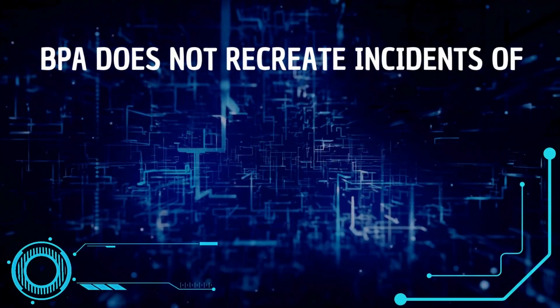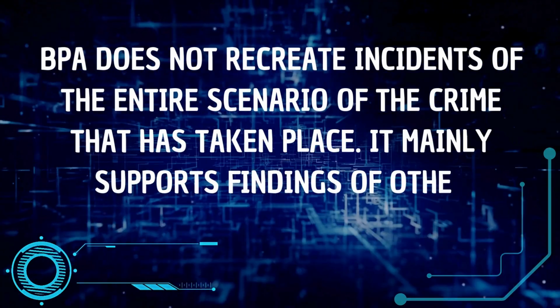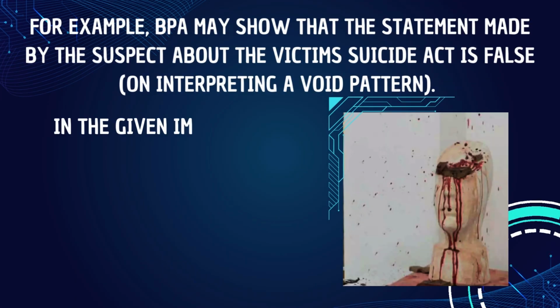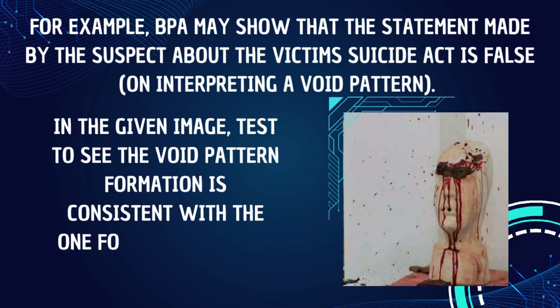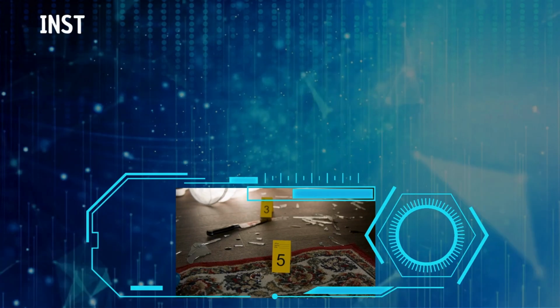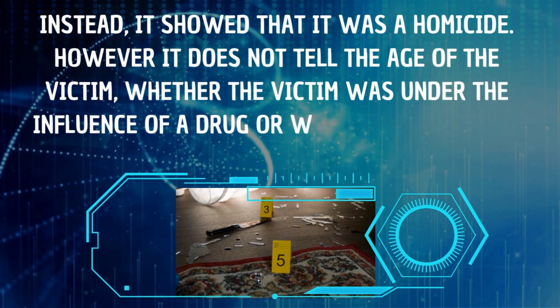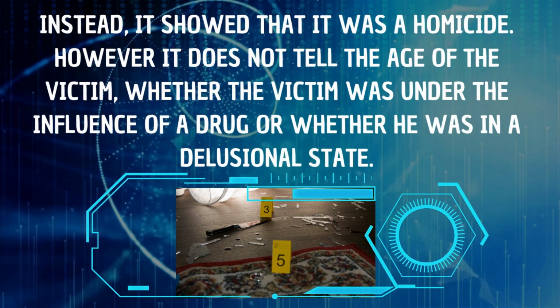BPA does not recreate the entire scenario of the crime that has taken place. It mainly supports findings of other forensic disciplines used in the case. For example, BPA may show that the statement made by the suspect about the victim's suicide act is false on interpreting a void pattern. In the given image, tests to see if the void pattern formation is consistent with the one found at the crime scene. Instead, it showed that it was a homicide. However, it does not tell the age of the victim, whether the victim was under the influence of a drug, or whether he was in a delusional state.